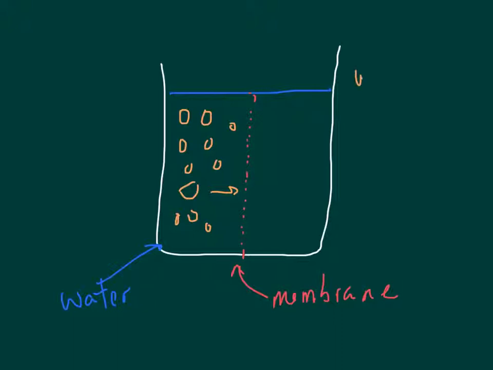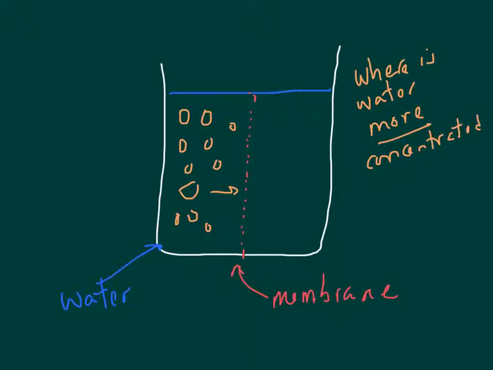So where is water more concentrated? Well, if we know that this is the water, so I'm just going to put blue dots here for water molecules. You can see that the water is actually more concentrated on this side. This is high concentration, because in this side there's not enough room. The large molecules have taken up all the room. So this is high concentration. I'm just going to put CONC as an abbreviation.